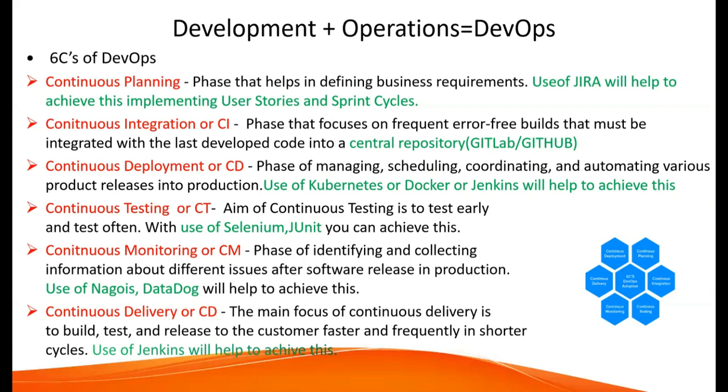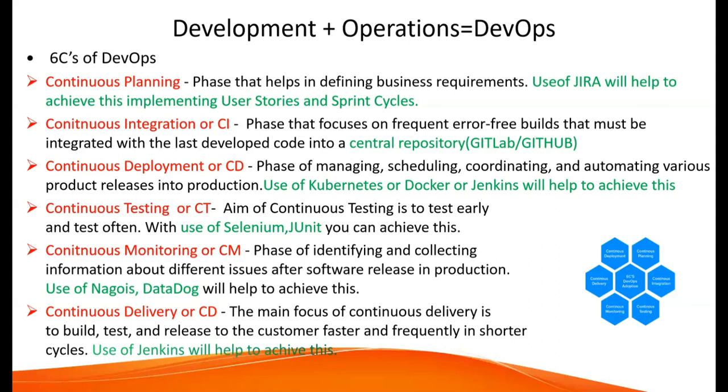Moving to the third C, which is continuous deployment, or CD, the phase of managing, scheduling, coordinating, and automating various product releases into production. And how can you achieve that? By the use of Kubernetes, Docker, or Jenkins.